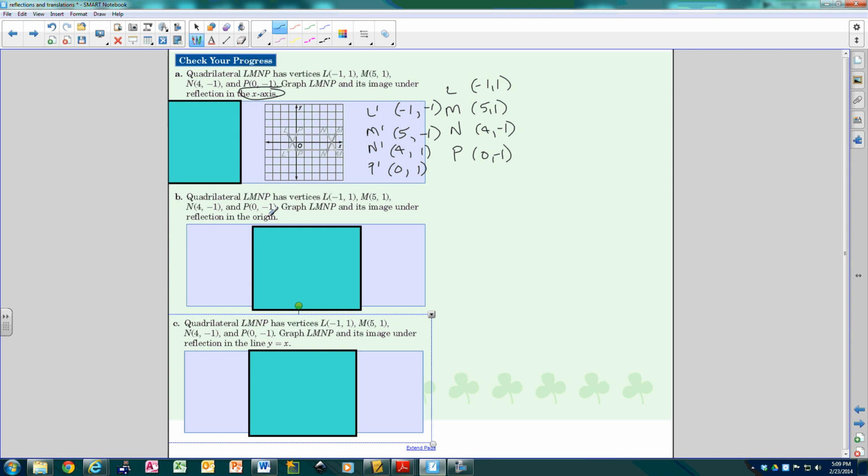Okay, so let's look at this. What happens when we reflect over the origin? Does anyone remember when you reflect over the origin?